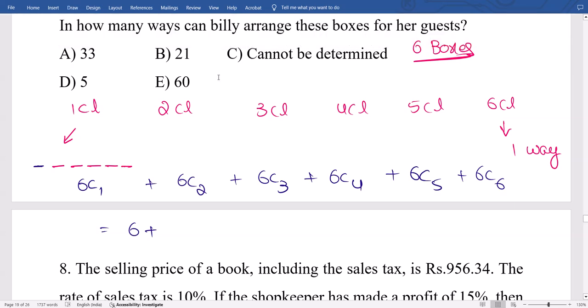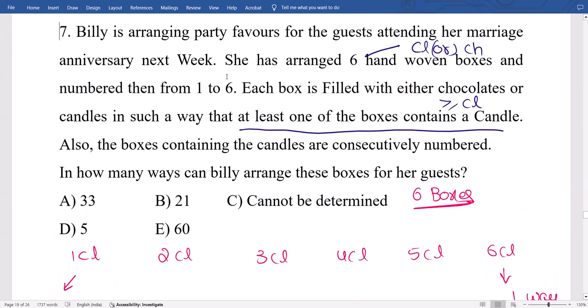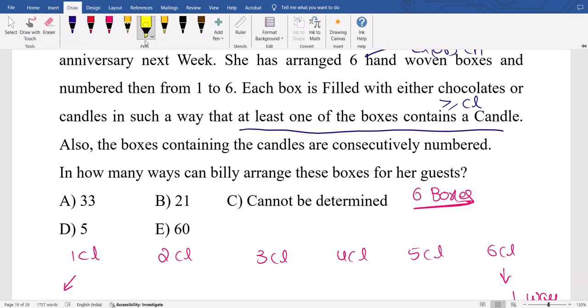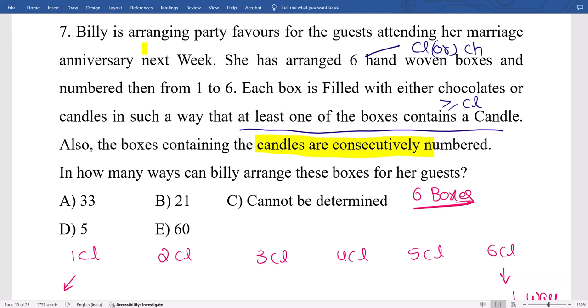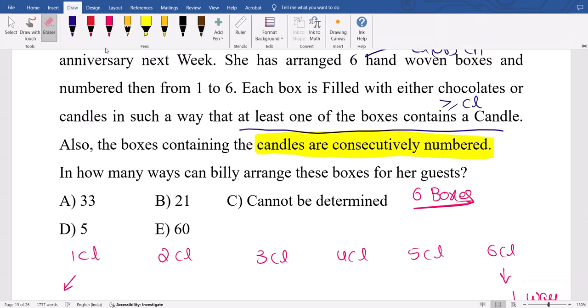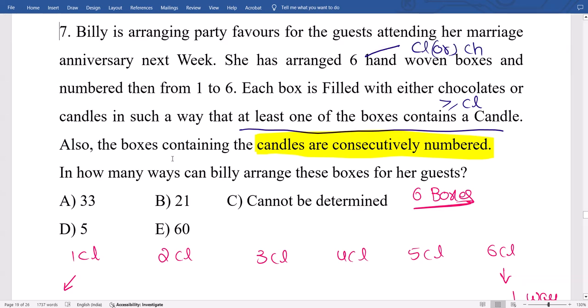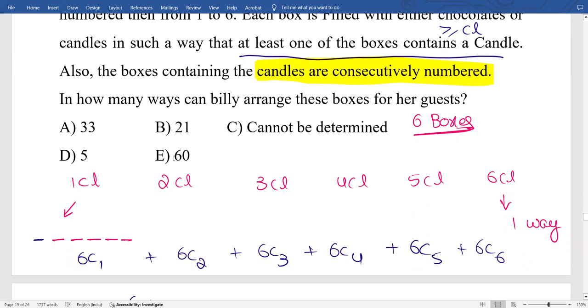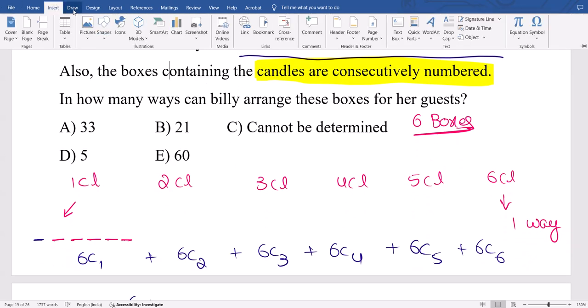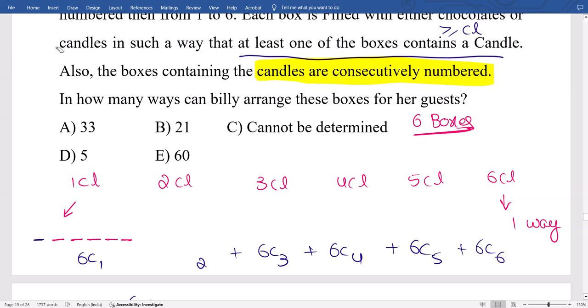Yes, she has arranged boxes for guests attending her marriage in such a way that at least one of the boxes contains a candle. The candles are consecutively numbered, so we cannot go that way. Consecutively numbered means we cannot go for 6C2 and so on. The first one, 6C1, is okay, that's only one box. But candles are consecutively numbered, so we cannot go for 6C2.